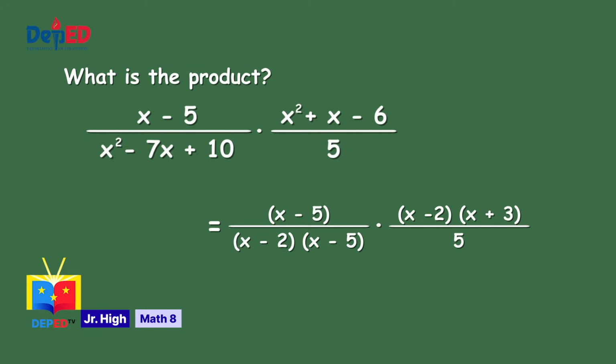Now, what are the common factors that we must divide? We divide x minus 5 and x minus 2. So what is the product? It is x plus 3 all over 5.